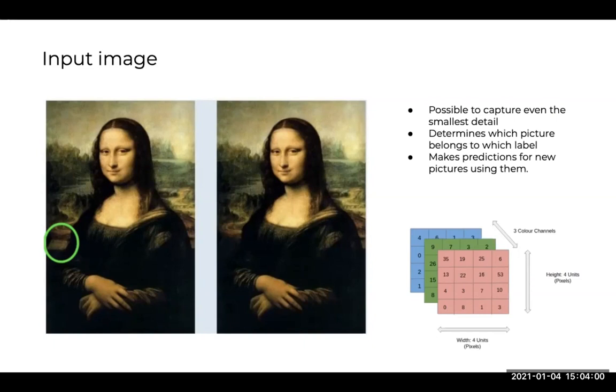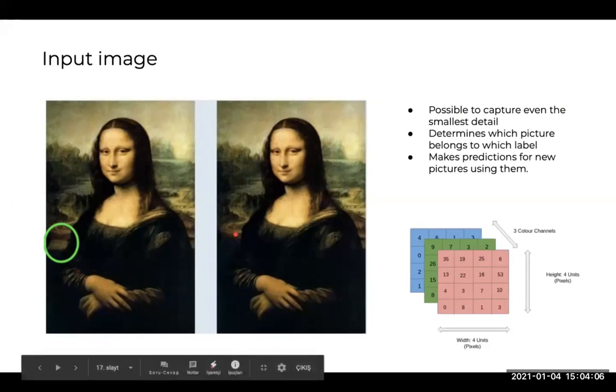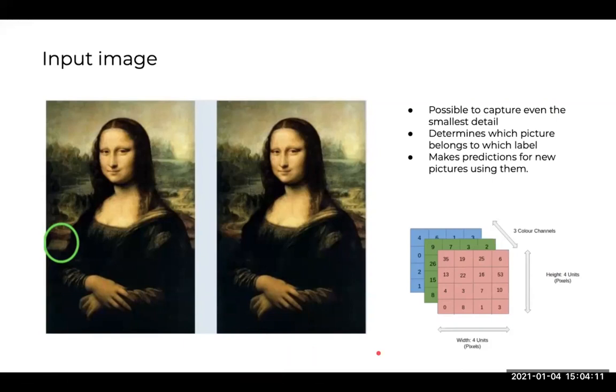Looking at this picture, there are differences that are difficult to understand at first sight. However, when we give this structure as a matrix, we make it possible to capture even the smallest detail. It learns the effects of these differences on the label during the training phase and then makes predictions for new pictures using them. A convolutional neural network has some layers to perform these operations effectively.